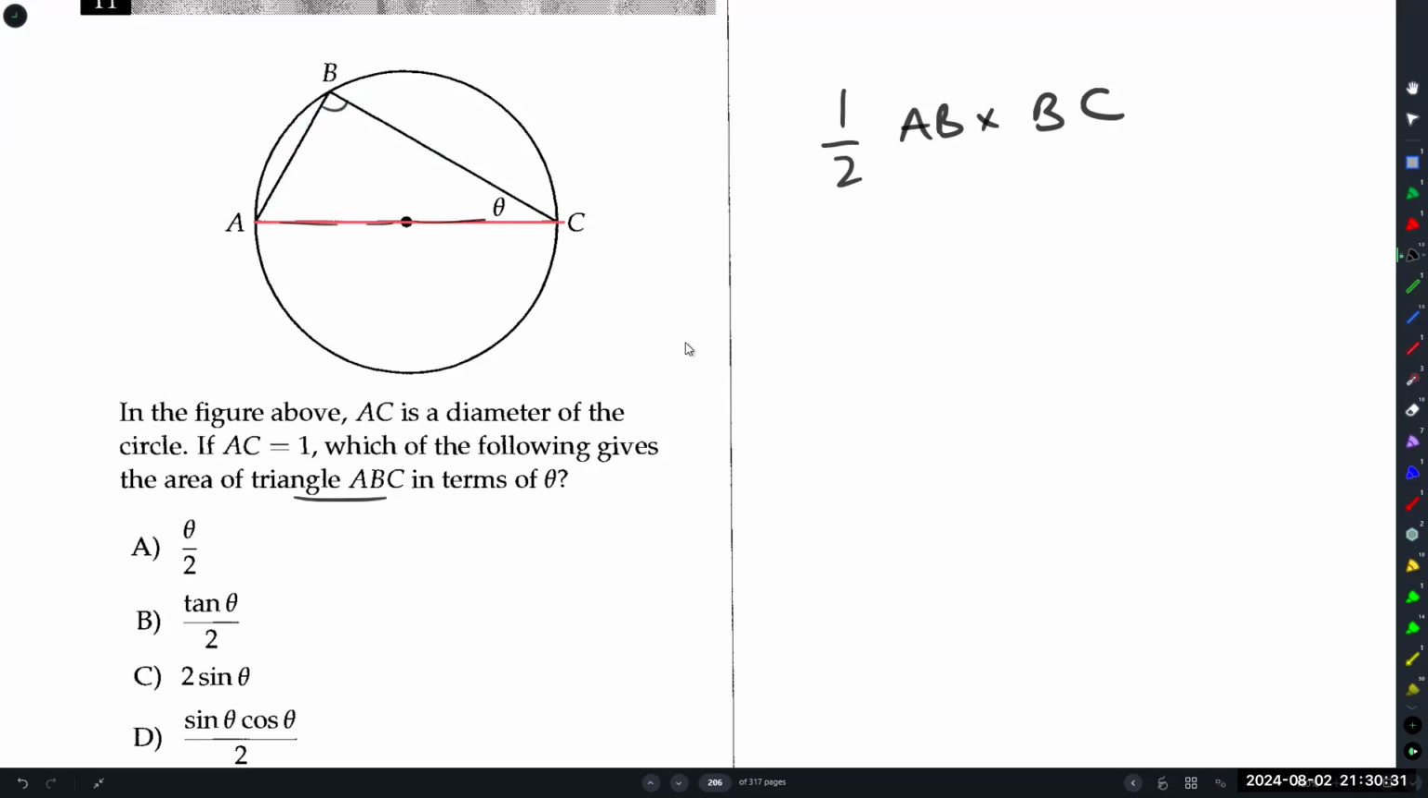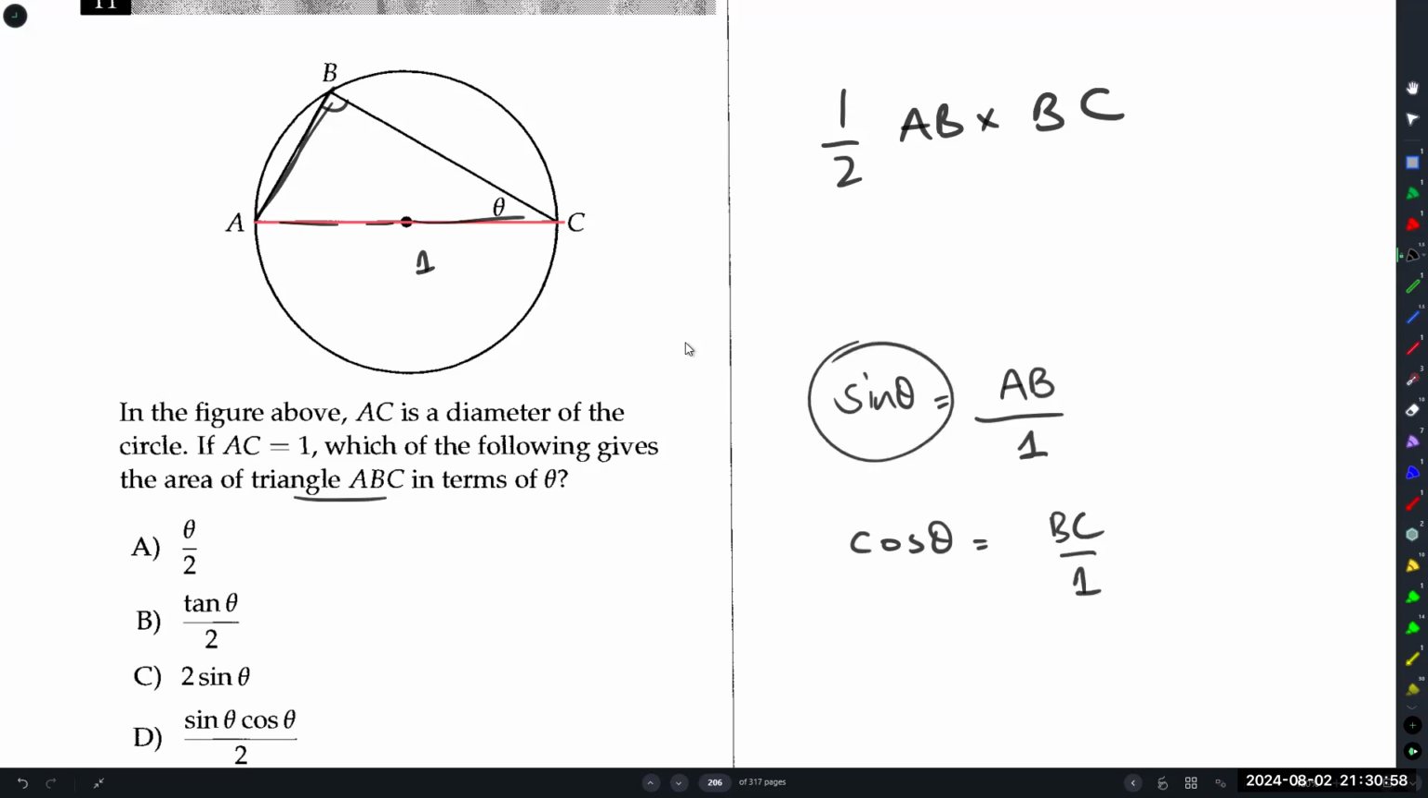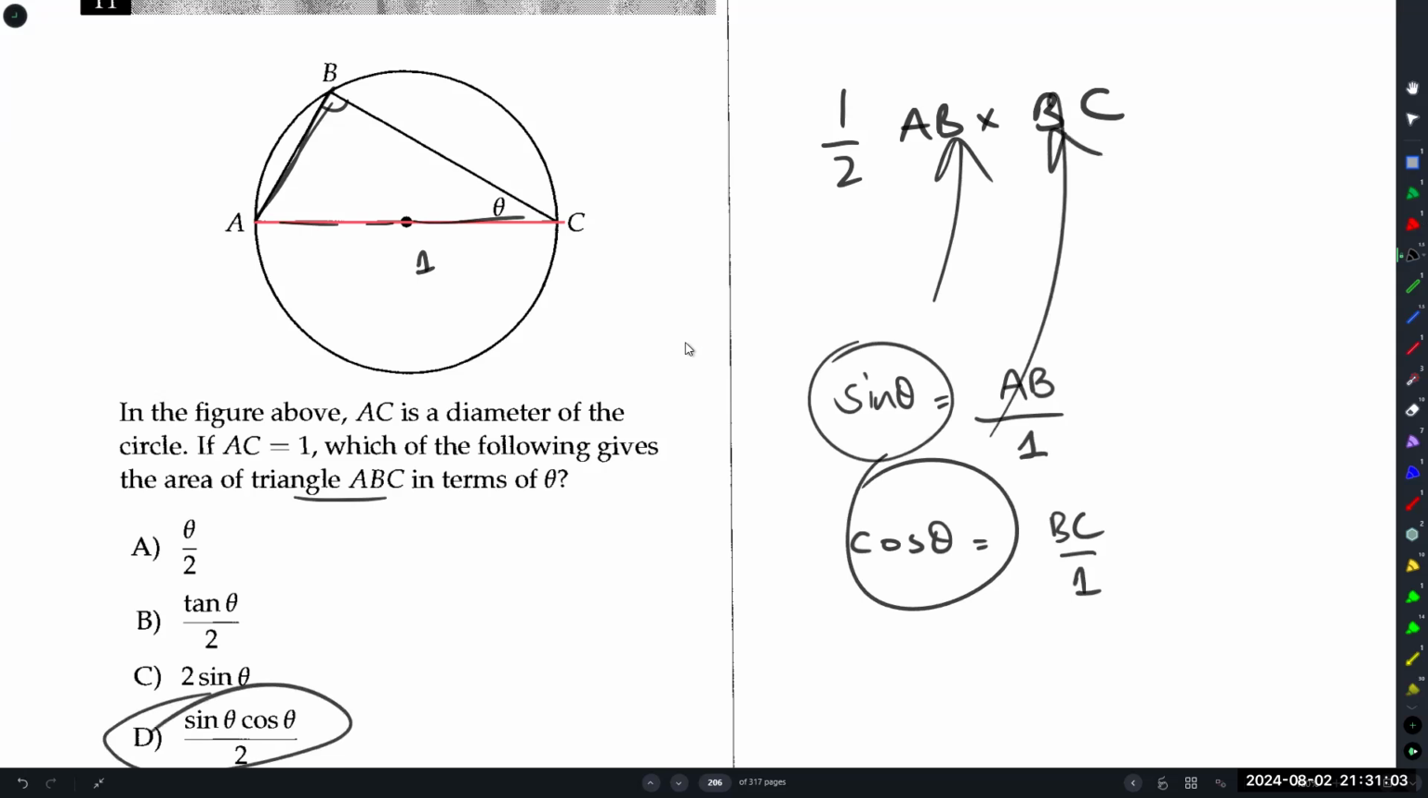Now, if this AC is 1, AB, if you do sine theta, you can do AB over 1. If you do cos theta, then you can do BC over 1. So sine theta, cos theta. So area is half sine theta cos theta. You guys got this?